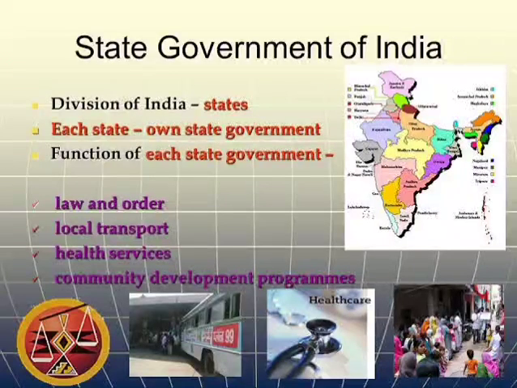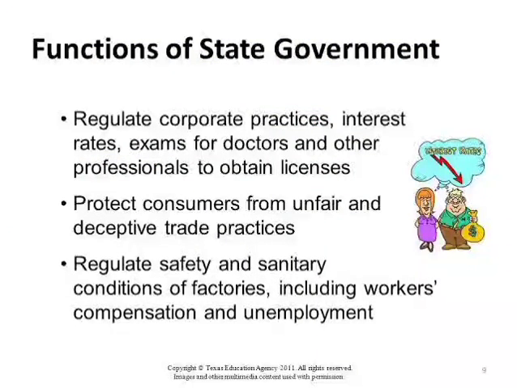State Government of India. Each state has its own state government. The functions of each state government are law and order, local transport, health services and community development programs. The state government also regulates corporate practices, interest rates, and exams for doctors and other professionals to obtain licenses. It helps to protect consumers from unfair and deceptive trade practices. It regulates safety and sanitary conditions of factories, including workers' compensation and unemployment.